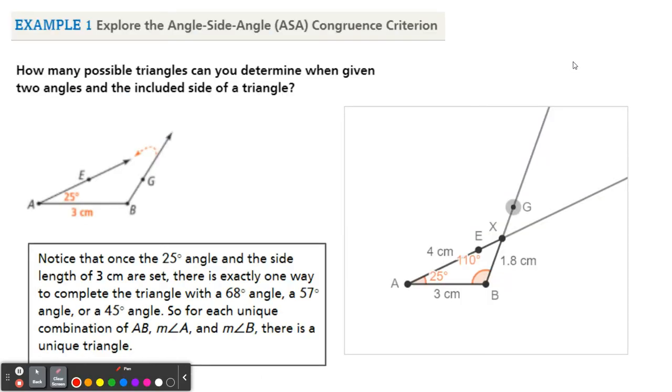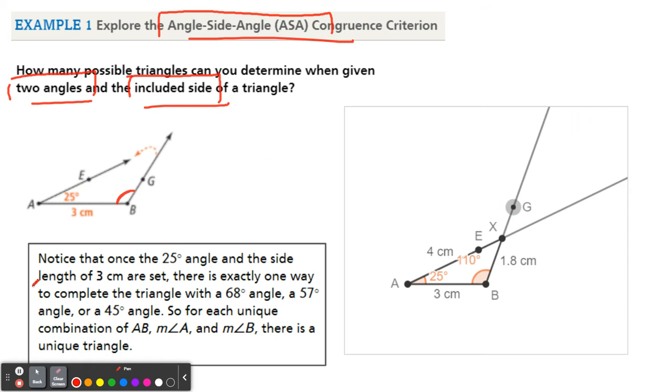All right, so it says explore the angle side angle congruence criterion. How many possible triangles can you determine when given 2 angles and the included side? So 2 angles and the included side. That's why the side is in between the 2 A's, right? In this picture, we have a 25-degree angle that's not going to change and a 3-centimeter side AB. Angle B is the one that we're going to change, and we're going to see how many triangles are possible anytime we change angle B.